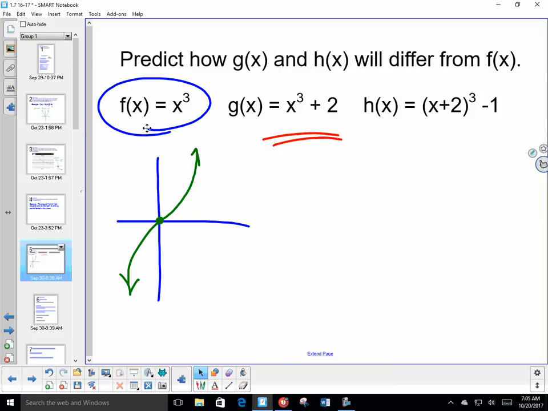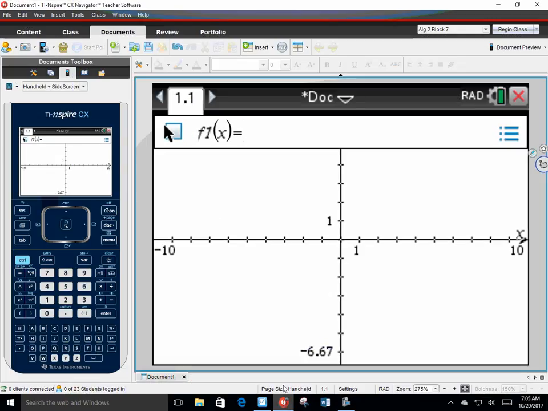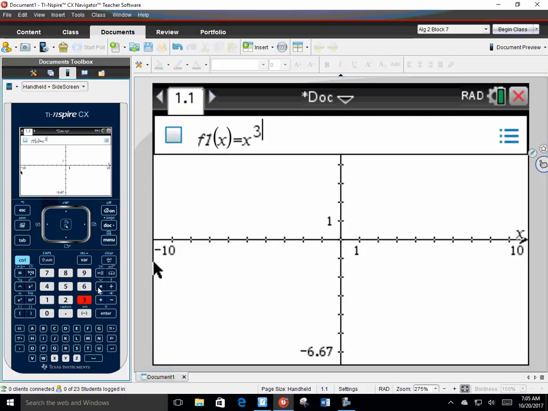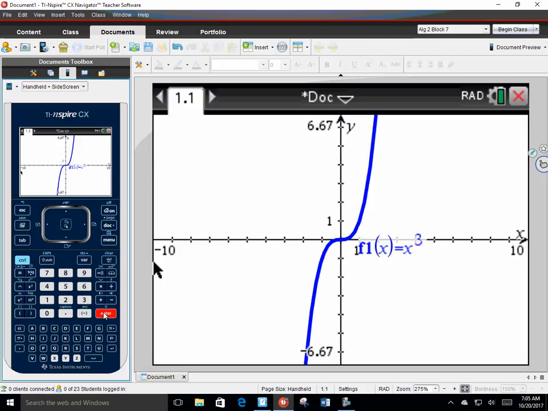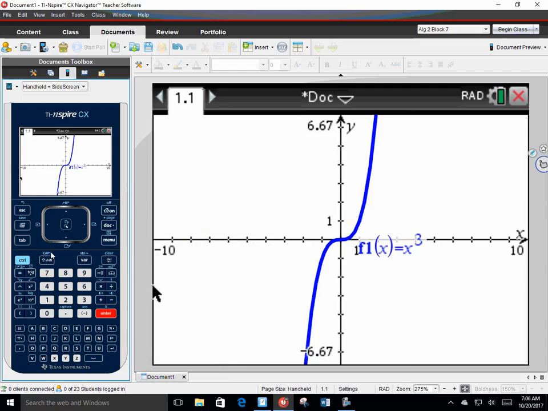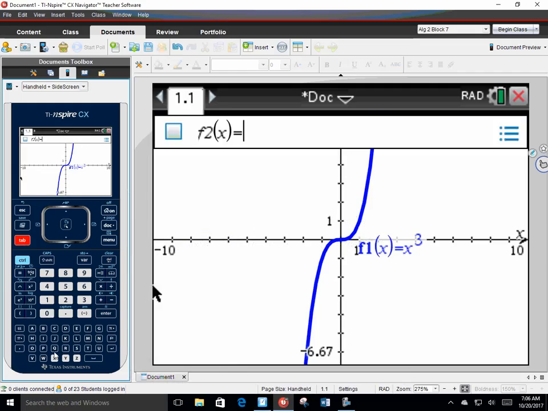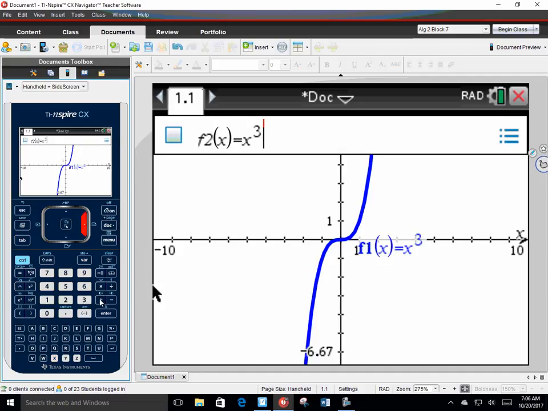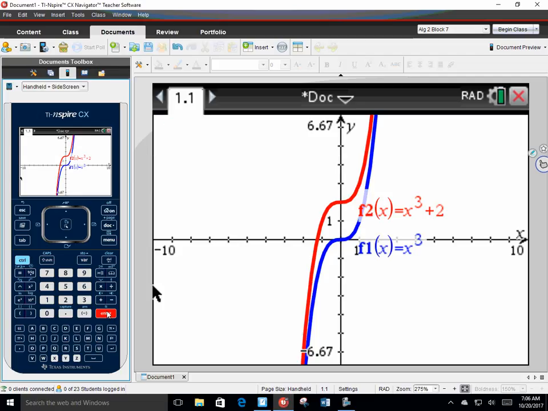Well, you can maybe make a prediction about what that graph is going to do, but let's check on our calculator. So if I type in our parent function, x cubed, all right, there's that squiggle kind of graph. But now we want to see what x cubed plus 2 is going to look like. So I'm going to push tab, and I'm going to do x cubed plus 2. Well, what's happened to the graph? Well, what's happened is the whole graph has been shifted up 2 units.